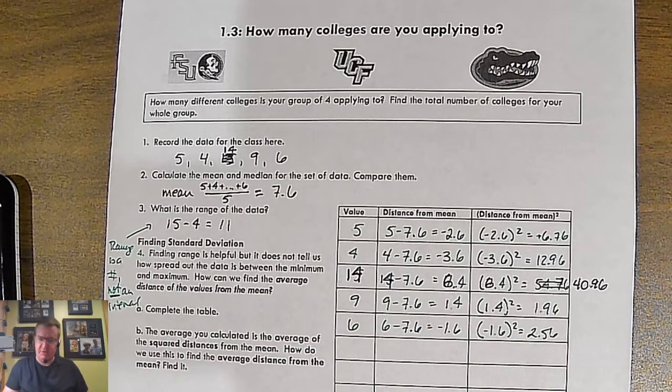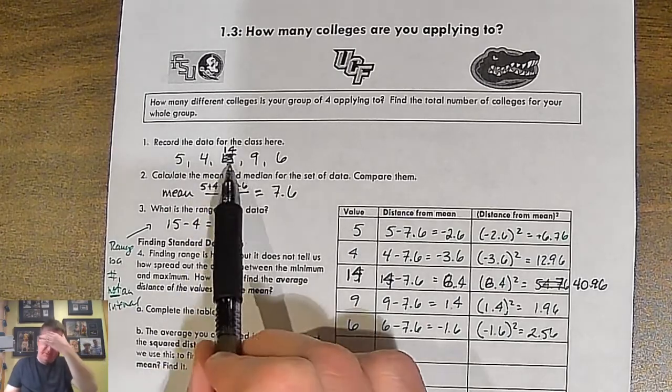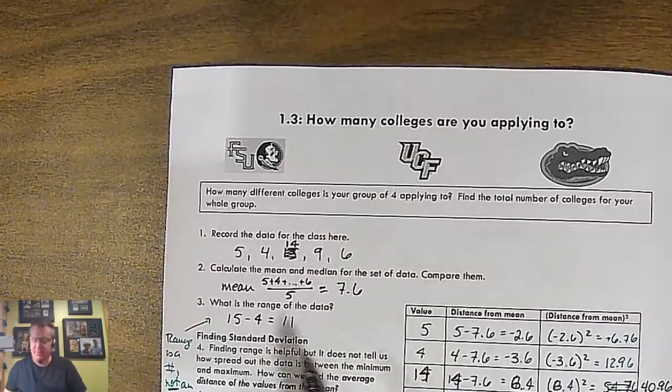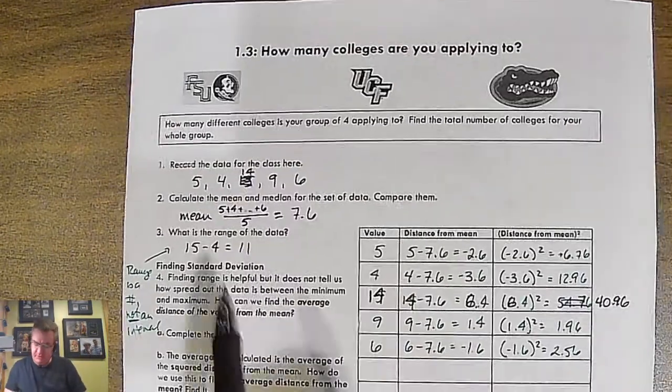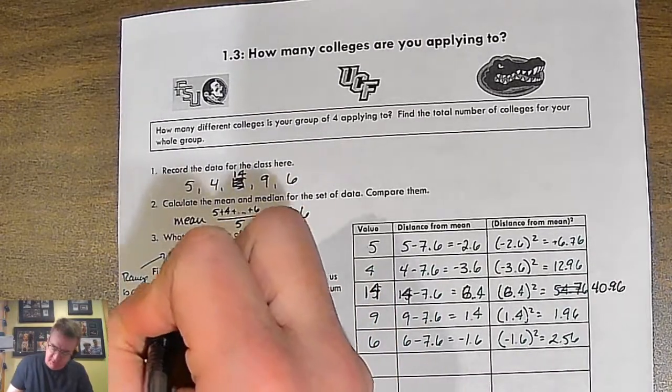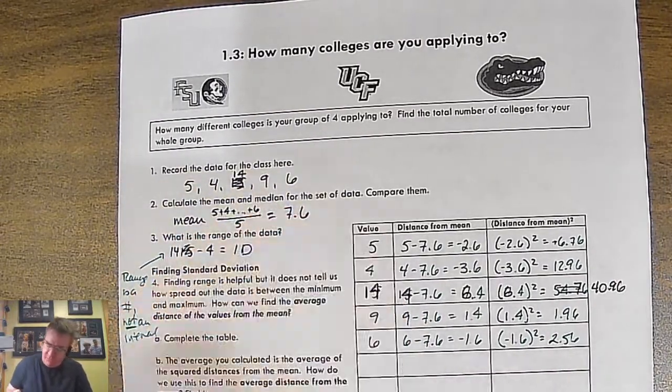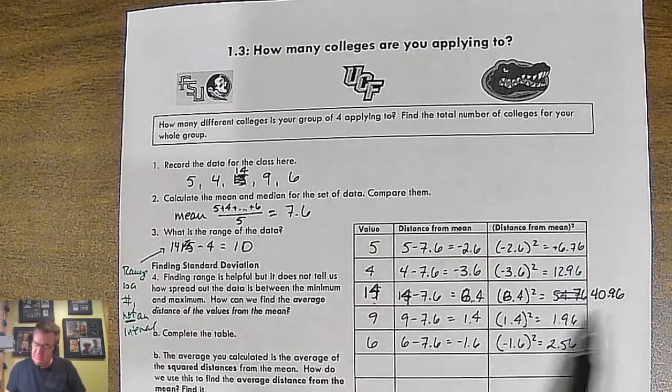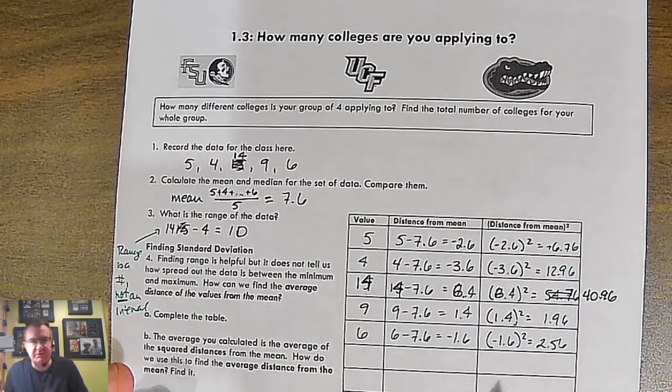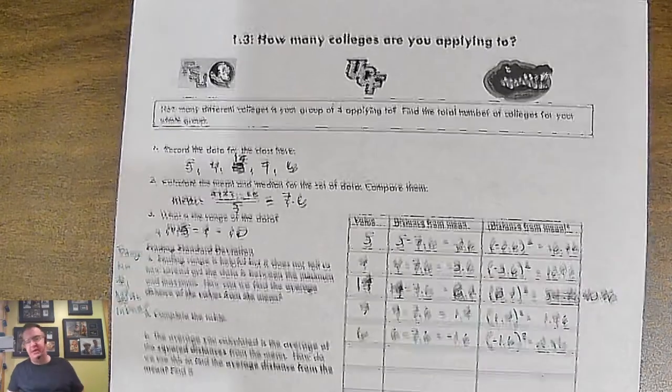All right, I'm back. I figured out my mistake. I accidentally typed in 14 instead of 15. So up here, we're going to go 14 colleges here. The range of the data here would actually be 10. So I've fixed my mistakes. Just gives you a more realistic classroom experience.